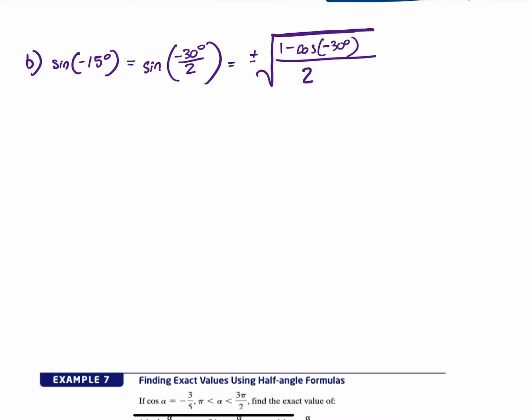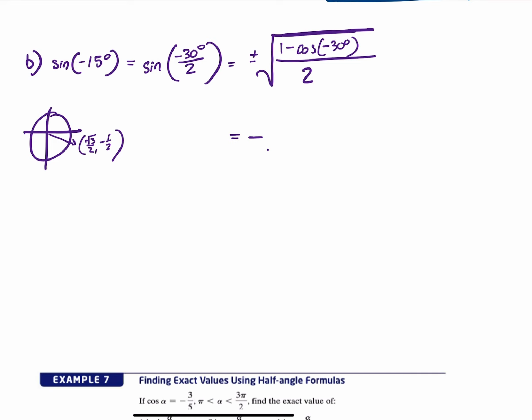All right, so let's evaluate the cosine of negative 30 degrees. That would have the coordinate point, that's like negative pi over 6, so that would be positive root 3 over 2, negative 1/2. So our cosine is root 3 over 2. And since we are in the fourth quadrant, the sign should ultimately be negative, since negative 15 degrees is in quadrant 4. So let's take the negative version of this square root here.